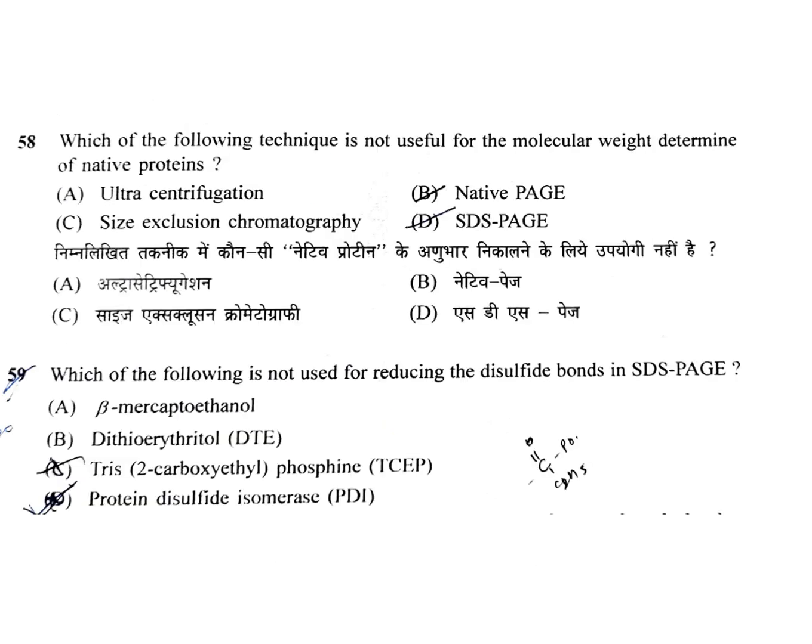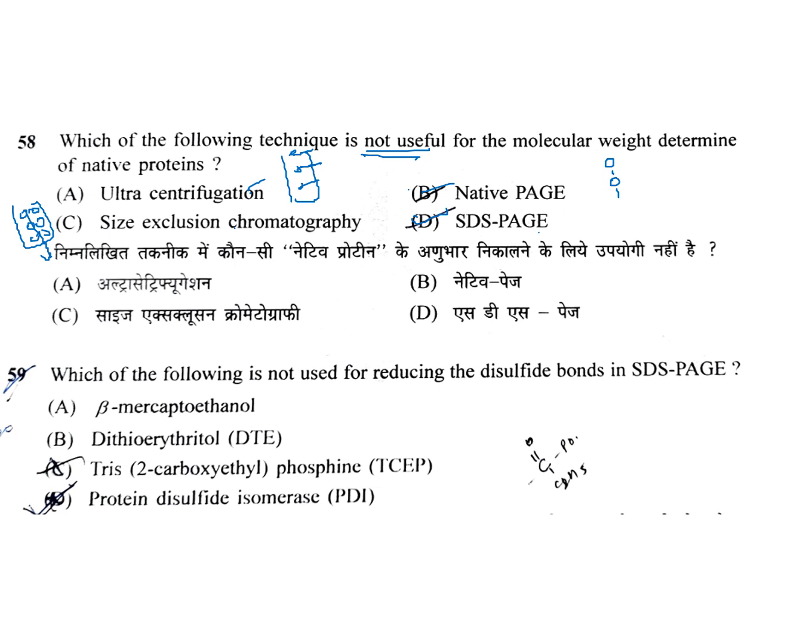So the next question is: which of the following techniques is not useful for the molecular weight determination of the native protein? So it is asked, not useful. Native PAGE is used for determination of the molecular weight because here the proteins are separated on their molecular mass. Ultracentrifugation is also used because here the proteins or macromolecules are separated based on their molecular weight. And size exclusion chromatography is a chromatography where the analytes are separated based on their molecular weights. So SDS PAGE is not used. So the right answer is SDS, because it is asked which is not useful.